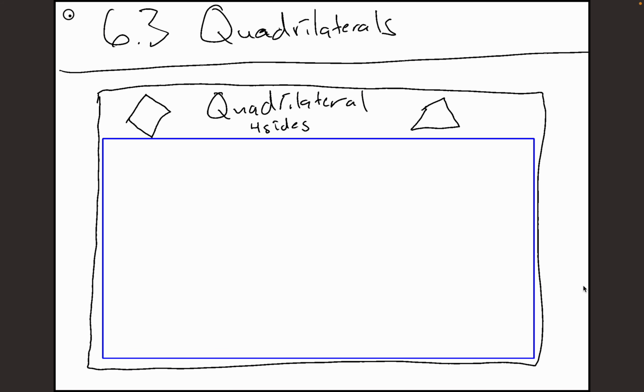Now, the next one that we are going to talk about, okay, is trapezoids. Okay, what makes a trapezoid is it has at least one pair of parallel sides. So I'm just going to draw some examples. Okay, and what does that little arrow mean right there? Yeah, it means that they're parallel.